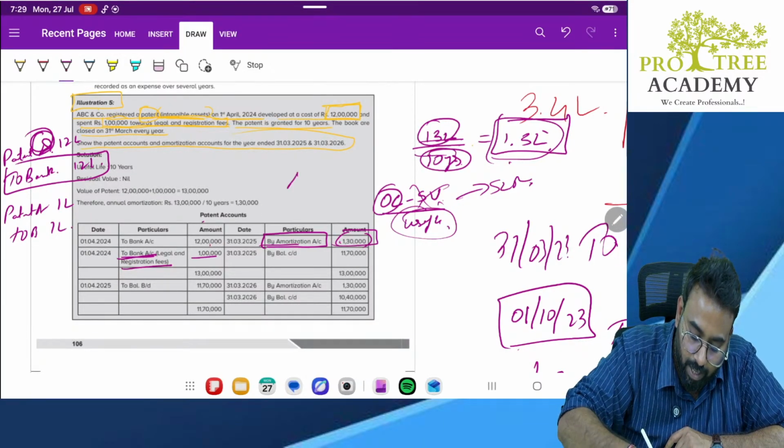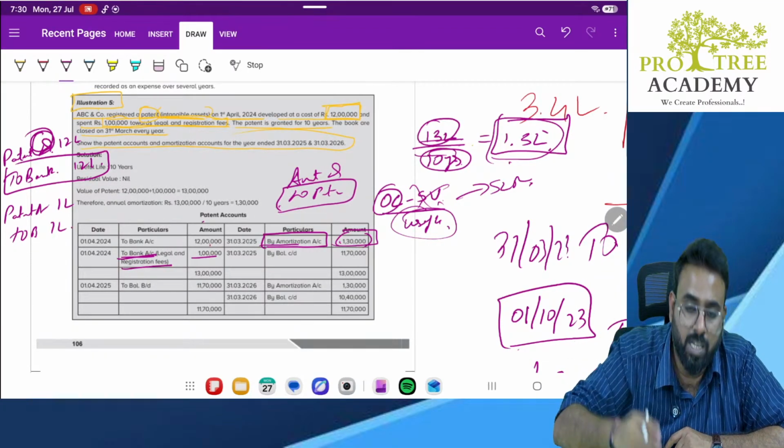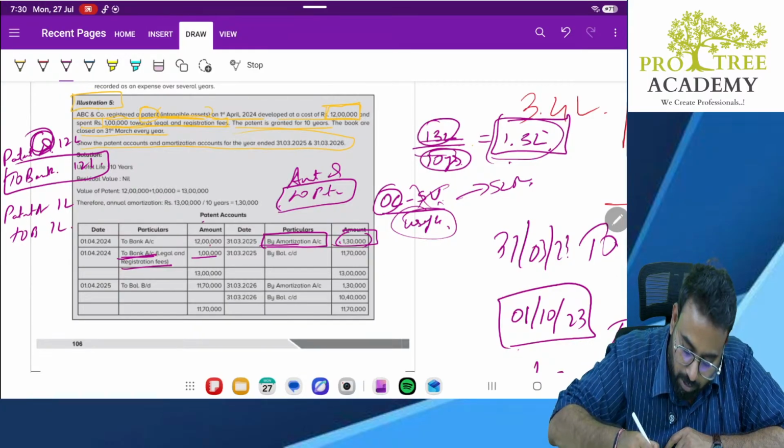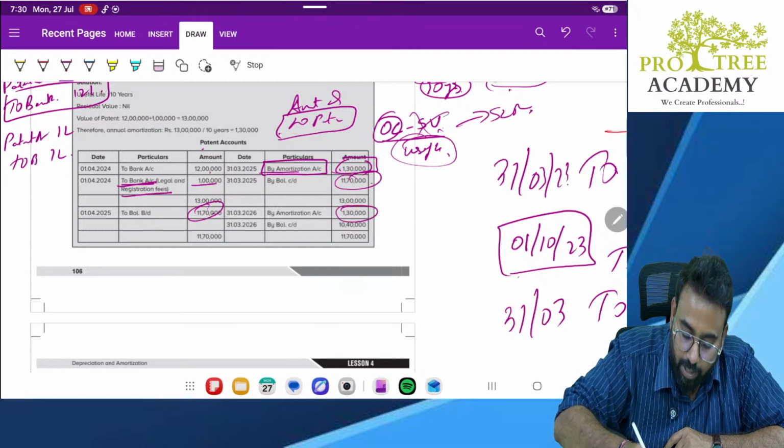So what is the entry? Amortization account debit to patent account. Amortization is an expense. Patent's value is getting decreased, so it will be credited to patent. So the balancing figure will be 11,70,000. Next year it will be taken. Again, what is the amortization?